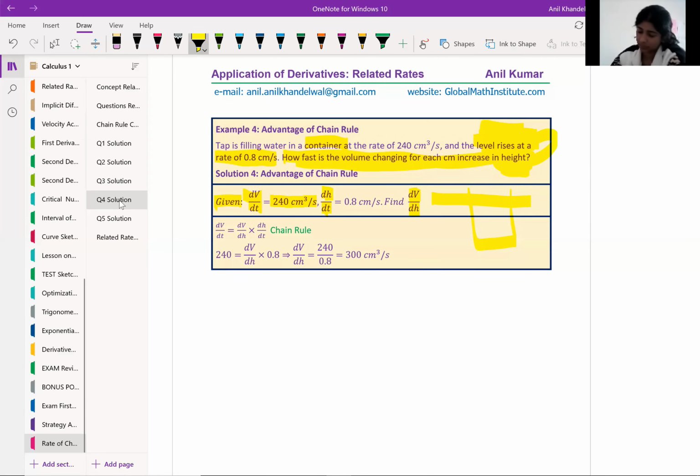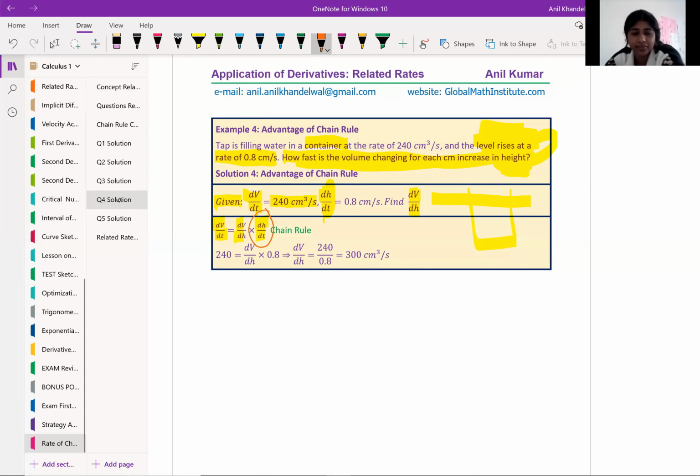Now, in this particular case, we want to relate dV/dt to dh/dt itself, correct? So that means we should be applying the chain rule. dV/dt is dV/dh times dh/dt. So in that, we have our answer, right? Do you see one part? Yeah. So you just sub it.